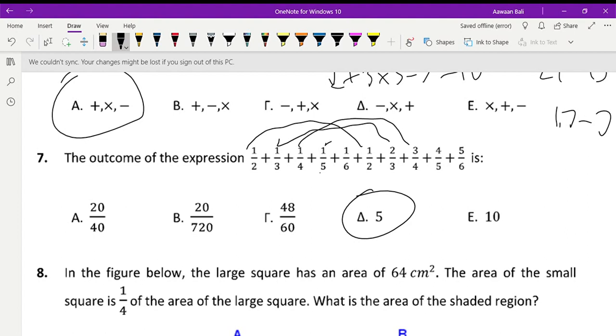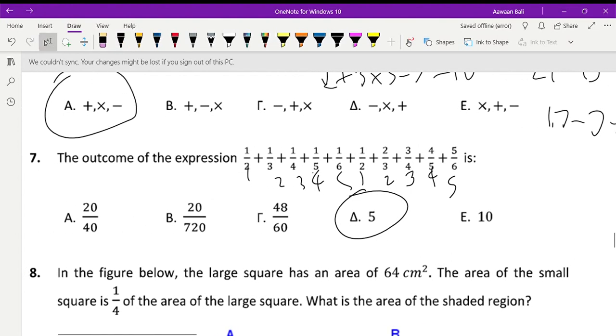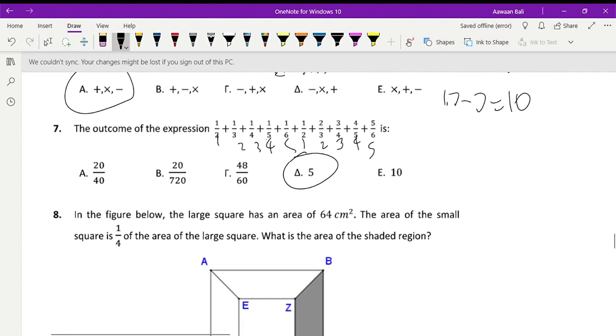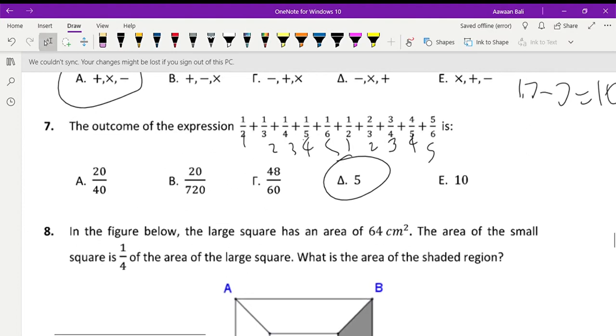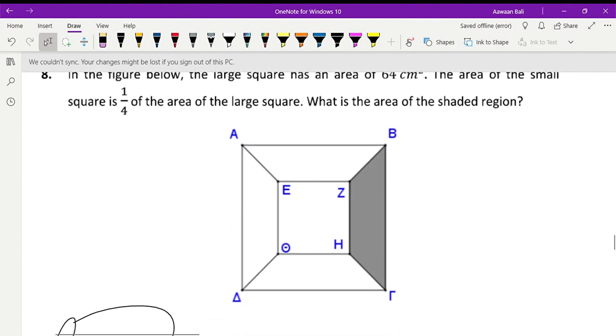This 2, and this 2. Basically, if you count the pairs, there's 1, 2, 3, 4, 5 pairs. So there's 5 ones. 5 times 1 is obviously 5, since anything times 1 is the same number. So therefore the answer is delta, 5.